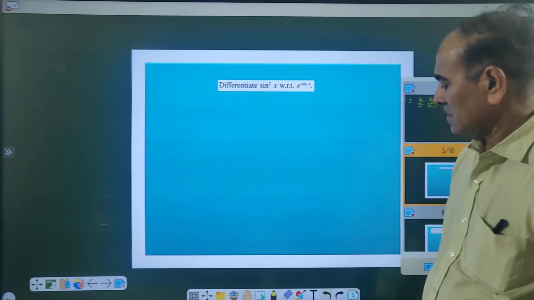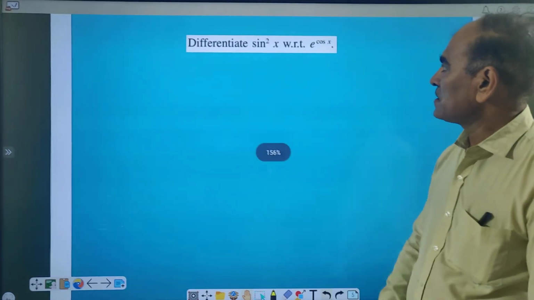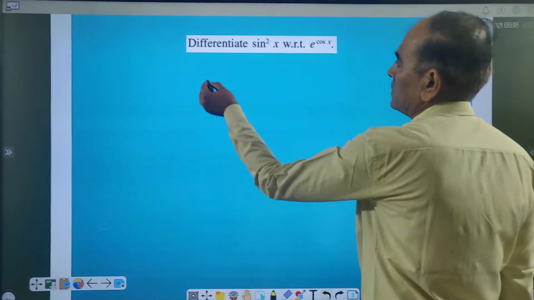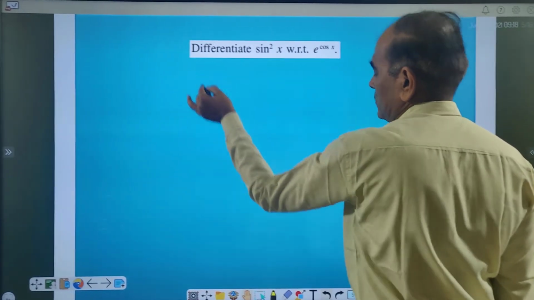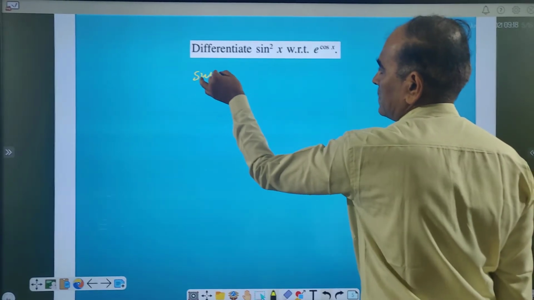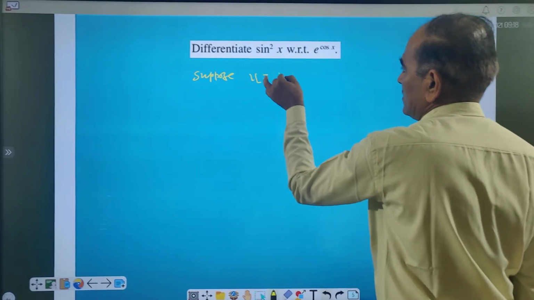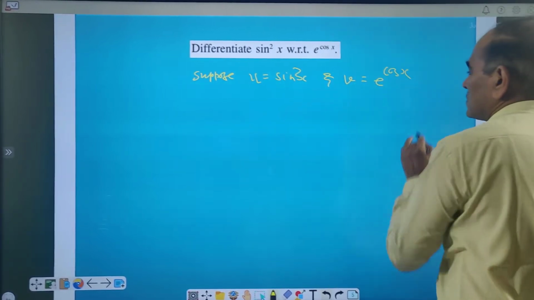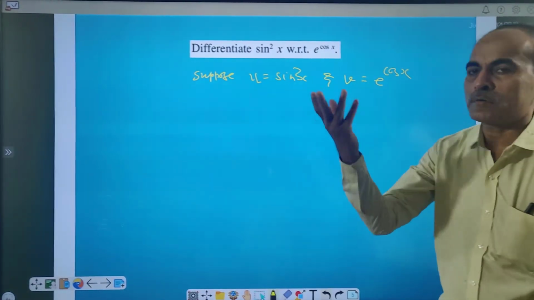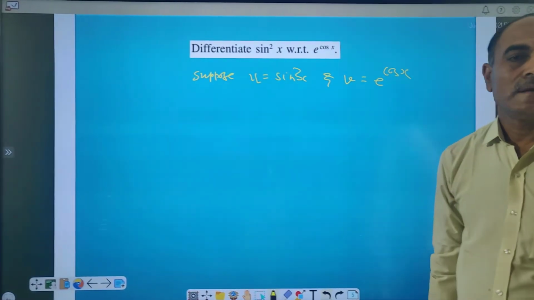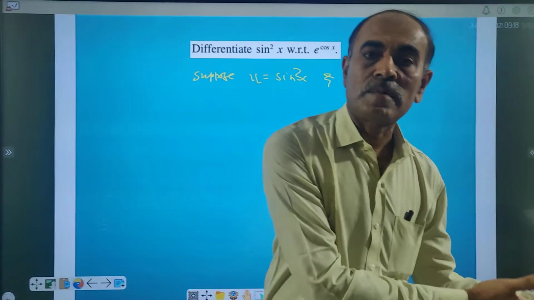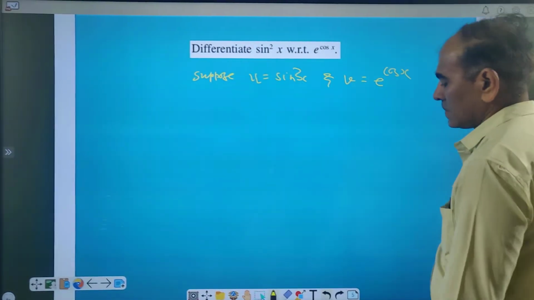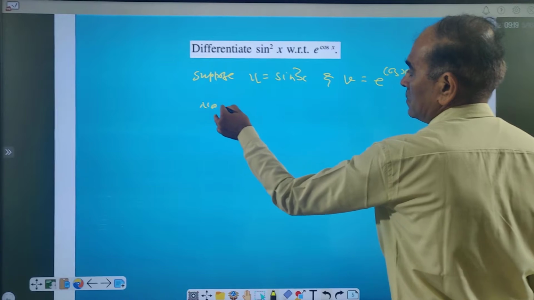Next, see here. Differentiate one function with respect to another function. Suppose u is equal to the first function, u is sine square x, and v is e raised to cos x. The derivative of u with respect to v is du by dv. The derivative of f(x) with respect to another function g(x) is f dash x over g dash x.